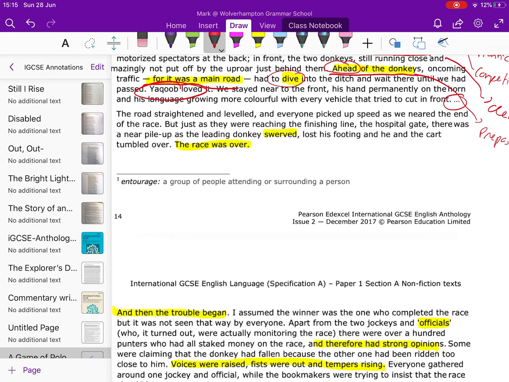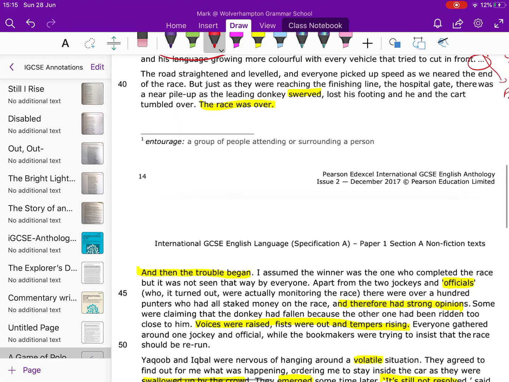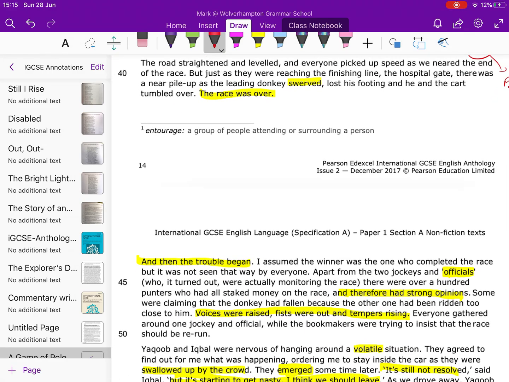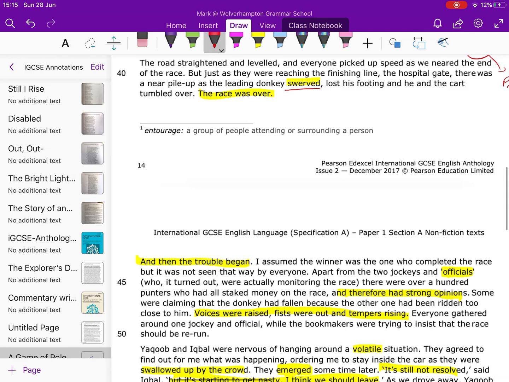Don't worry about the ellipsis here. That just indicates that some of the text has been missed out. And we jump forwards until the end of the race. The leading donkey swerved, lost his footing, and he and the cart tumbled over. The race was over. So once again, a car doesn't really swerve if it's going 5 miles an hour. So swerved tells us the immense pace at which this donkey was running.